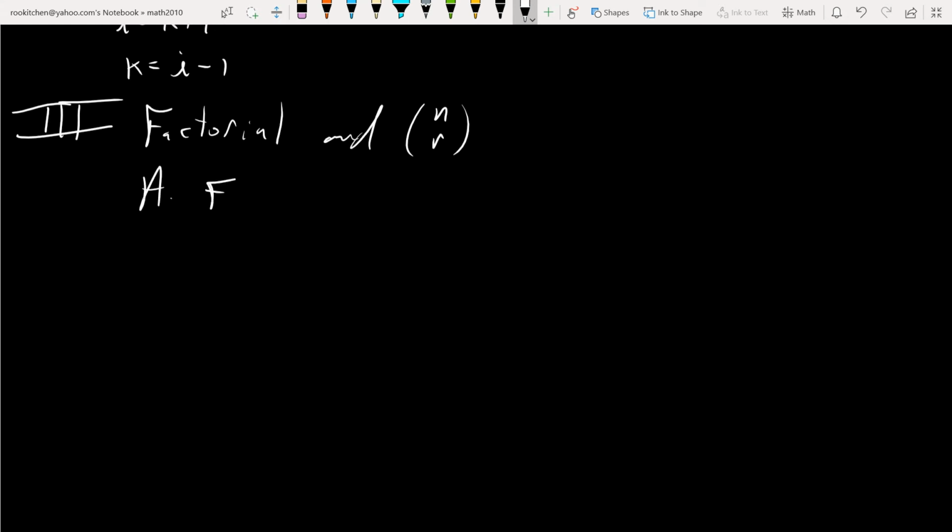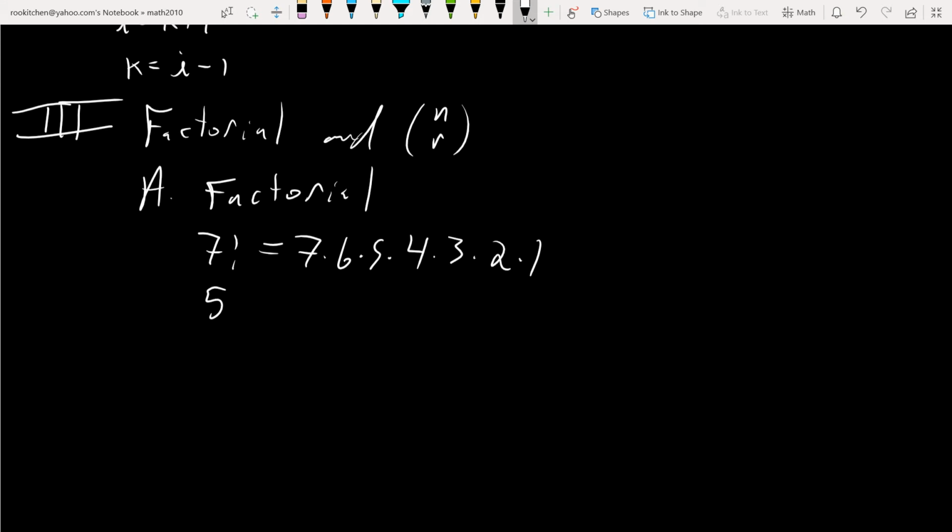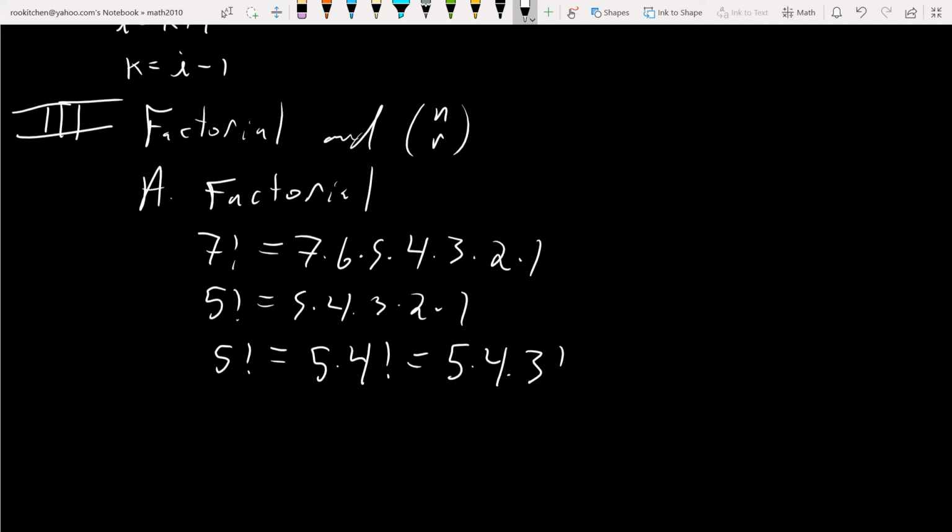Anyways, for now, first a factorial. If you've never seen that before, something like 7 factorial is equal to just 7 times 6 times 5 times 4 times 3 times 2 times 1. 5 factorial is 5 times 4 times 3 times 2 times 1. Within every factorial is another factorial, right? So 5 factorial is 5 times 4 factorial. Likewise, there's another factorial in there. That's just 5 times 4 times 3 factorial.